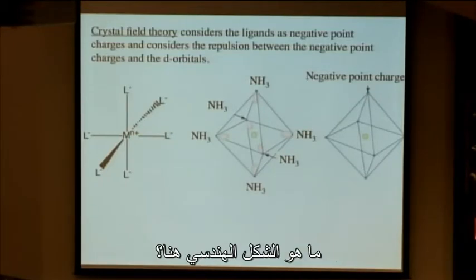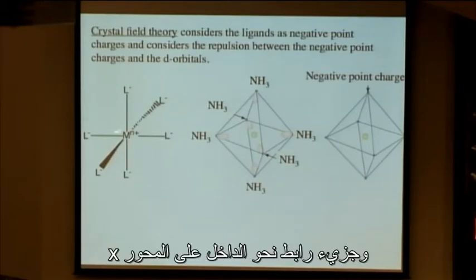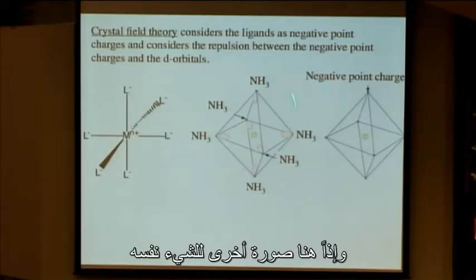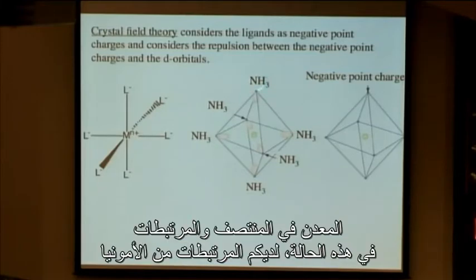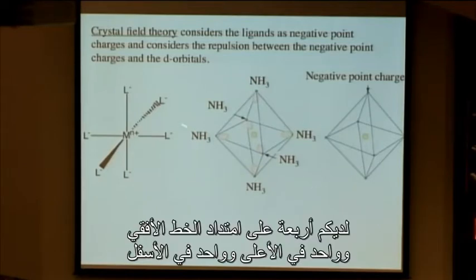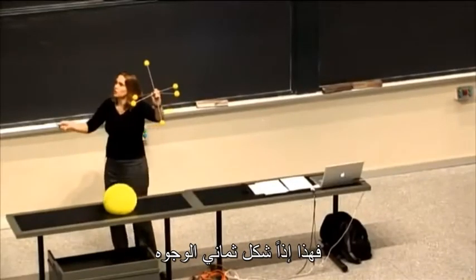What is the geometry here? It's octahedral geometry, and so we have ligands up and down along Z, ligands along Y, a ligand going back along X, and a ligand coming out along X. And so here's another picture of the same thing. The metal is in the middle, and the ligands, in this case ammonia ligands, are these little negative point charges, which are all along the axes. You have 4 along the equatorial, and 1 up and 1 down. So this is the octahedral geometry.